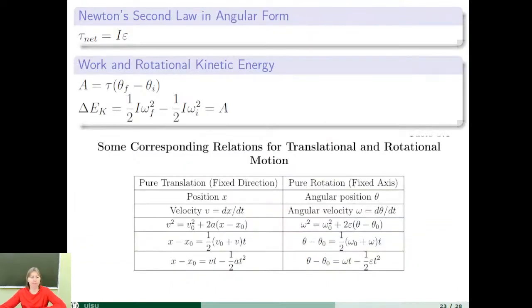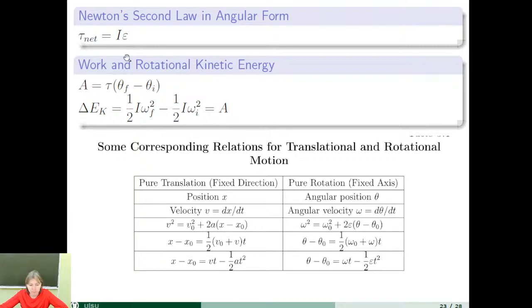And Newton's second law in angular form: the net moment of force, or torque, the sum of the different torques, is equal to the moment of inertia multiplied by the angular acceleration. This is Newton's second law in angular form.